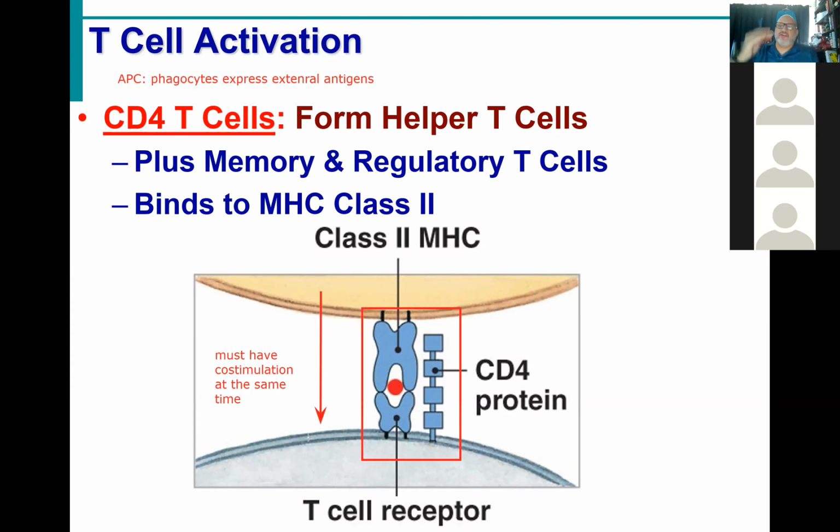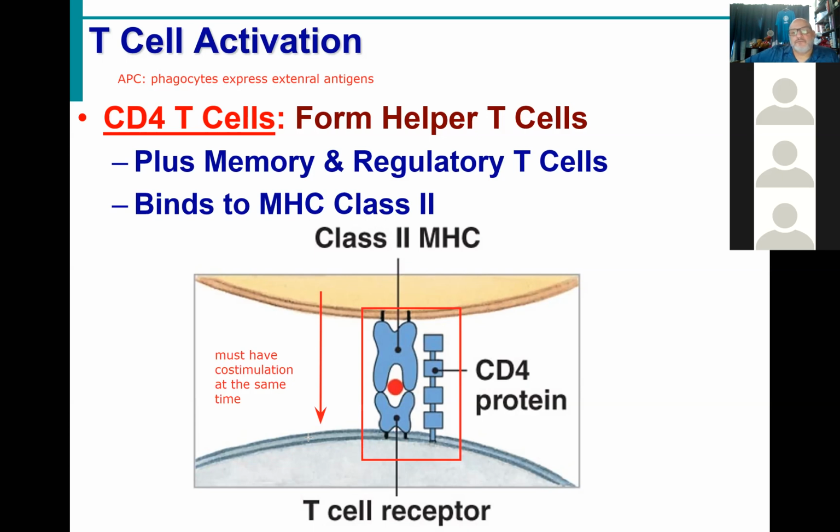And when that occurs, these CD4 T cells become helper T cells. 4 for CD4, 4 for help. These form the helper T cells and are also going to form some memory and some regulatory T cells.